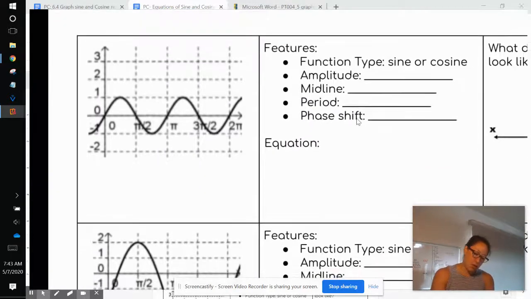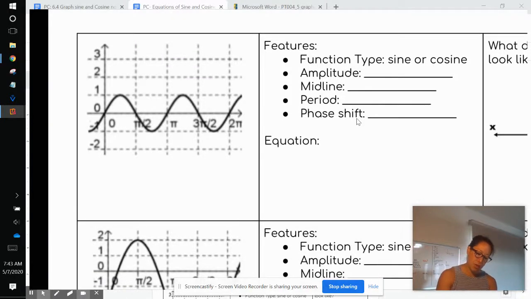Okay, so do we start at the midline, the relative min, the relative max, or the midline? We start at the midline right here. Okay, at x equals 0, we are at the halfway point in our circle. Okay, so I see the midline is at 0. The amplitude is 1 unit, 1 unit from center. Okay, we're starting at the midline, so we have a sine graph.